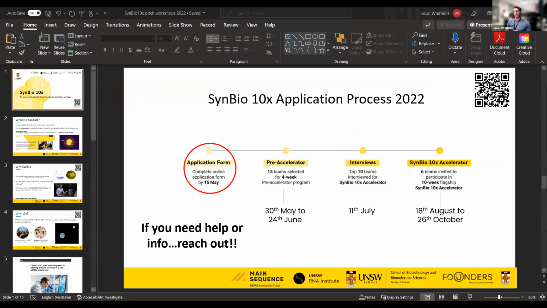So if you're thinking about it, submit an expression of interest now, and you'll get a look at the form and all the details you need to fill out, because there is quite a bit of information we're going to need from you. But if you need help or any more information, just reach out to me. My email is in the slides here, and you can easily find it if you go to our website using that QR code that I've put in the top right corner there.